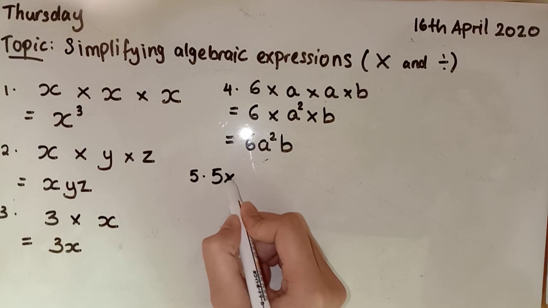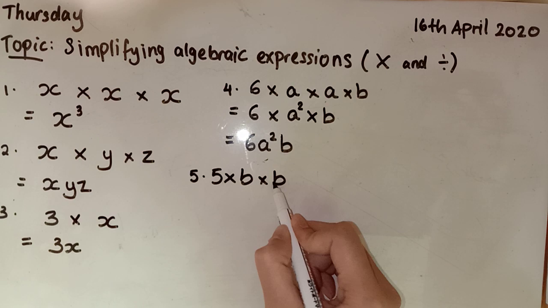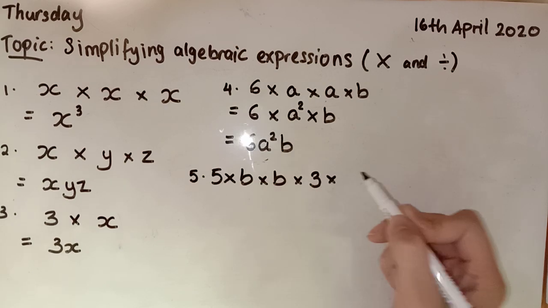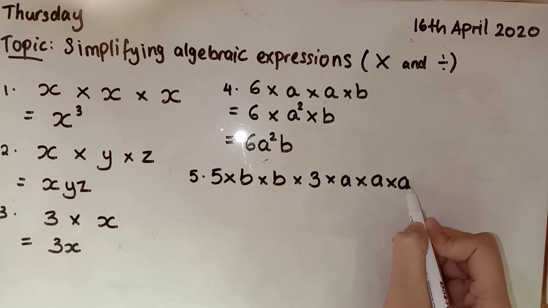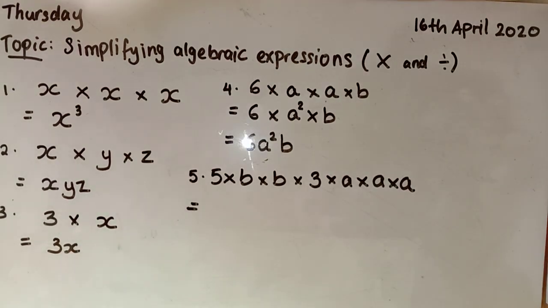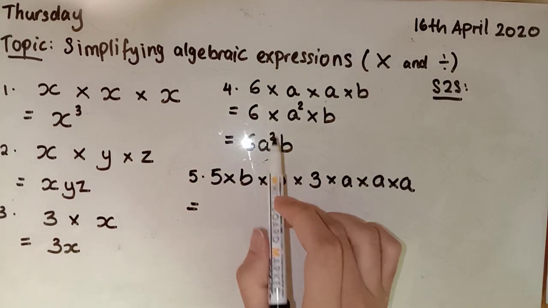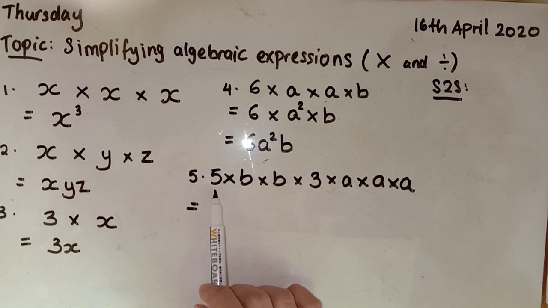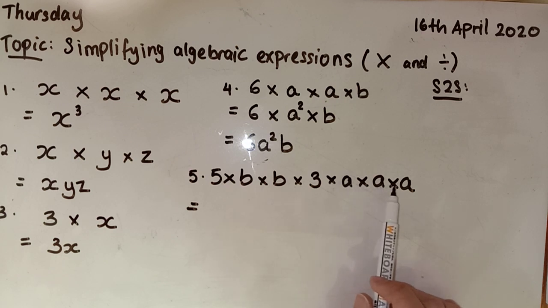5 times B times B times 3 times A times A times A. Okay, now let's do this step by step here. So first thing first, what did we look at earlier? We look at which are numbers, which are letters, unknowns. So let's look at number 5 here. So we have 5 times B times B times 3 times A times A times A.